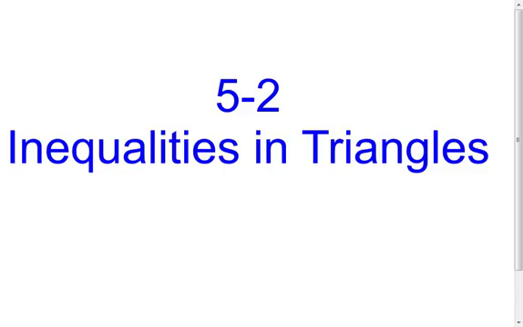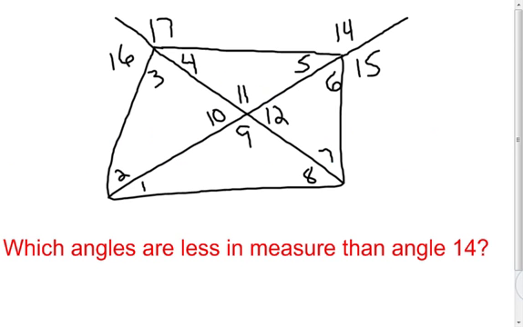We're going to look at a few examples here dealing with those inequalities that we're going to see in triangles. In this first one, I want to find all the angles that have a measure less than the measure of angle 14. To just identify, we have angle 14 up here.